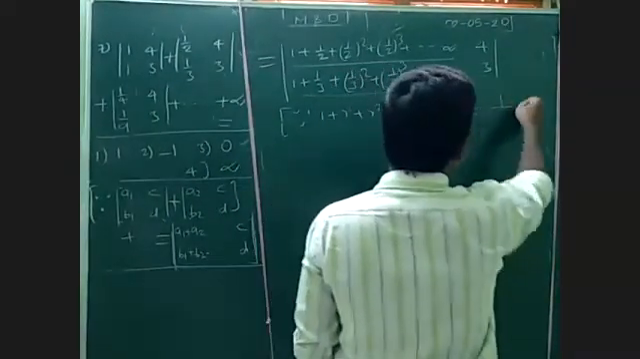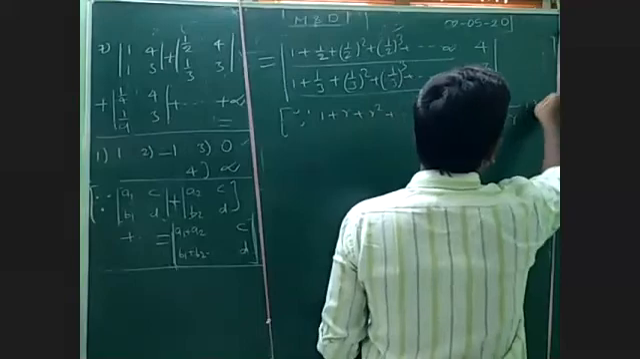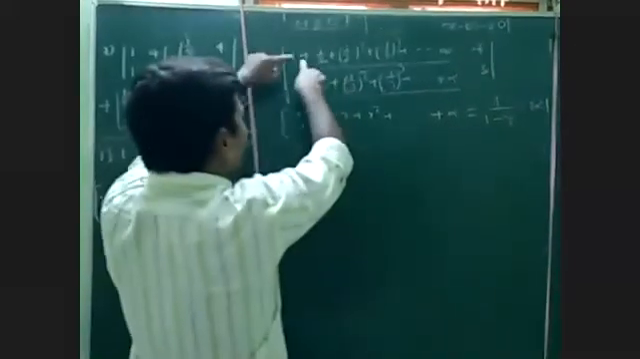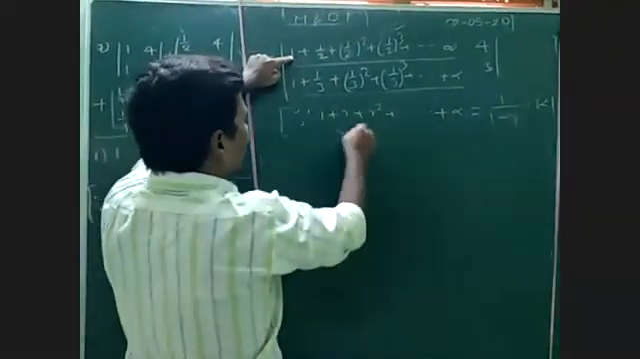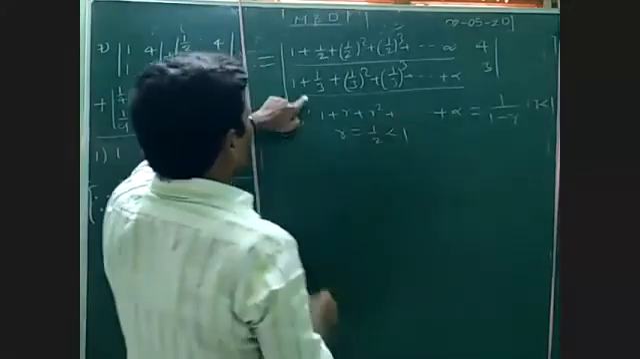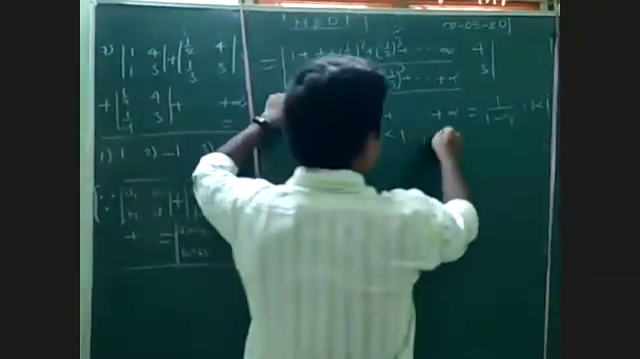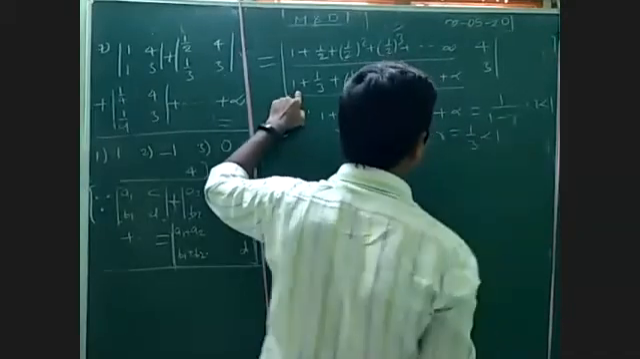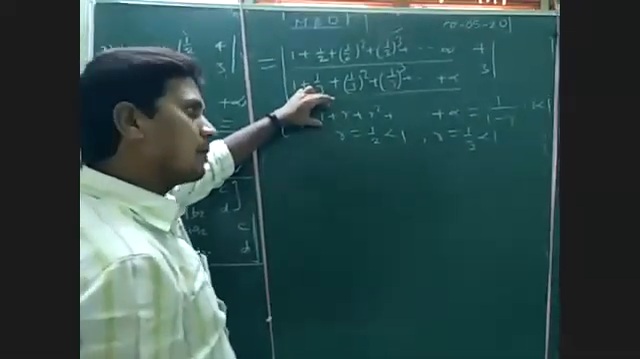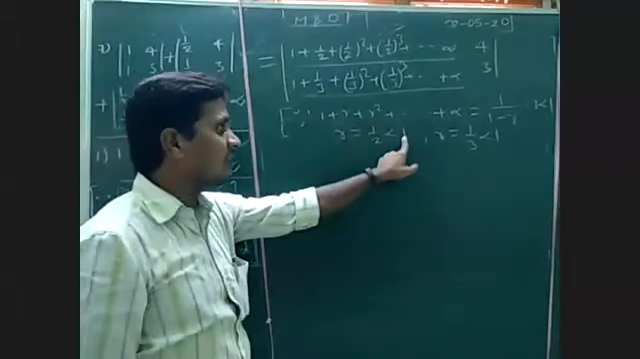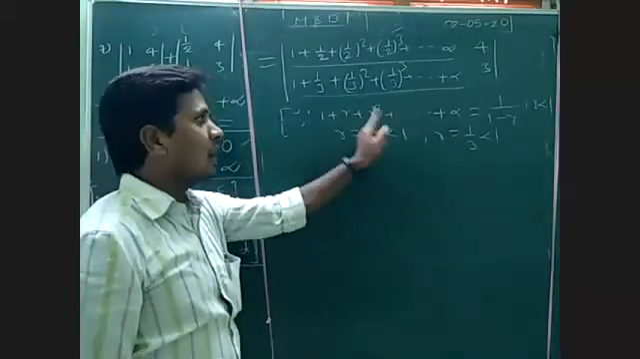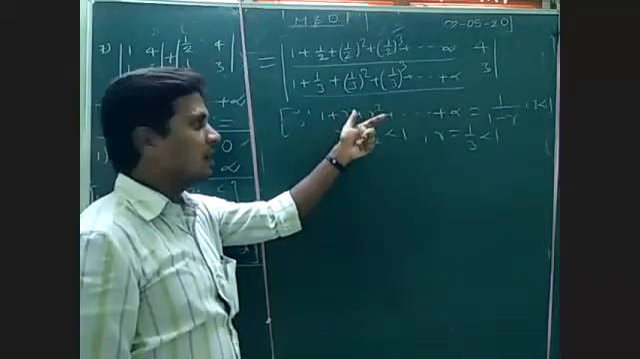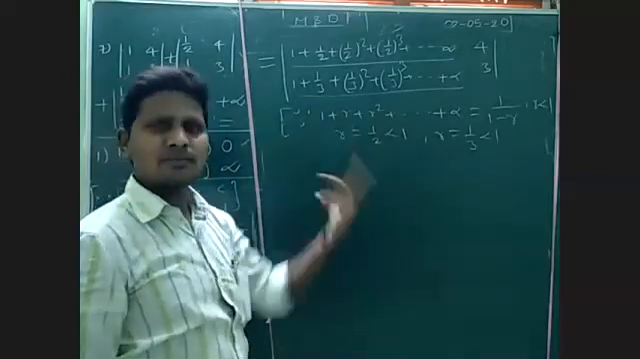This is equal to 1 by 1 minus r. Here r is less than 1. What is the r value here? First case, r is equal to 1 by 2, clearly less than 1. What is the r value in the second case? r is equal to 1 by 3, this is less than 1. So this formula is applicable only for r less than 1. If r is greater than or equal to 1, the value becomes infinity directly.